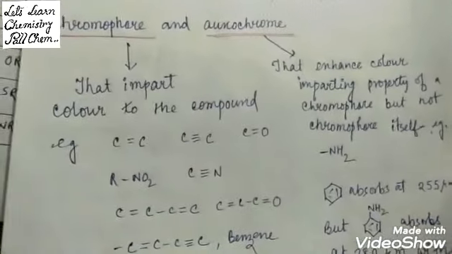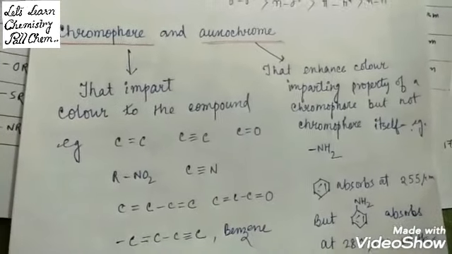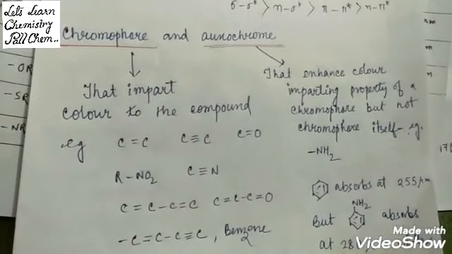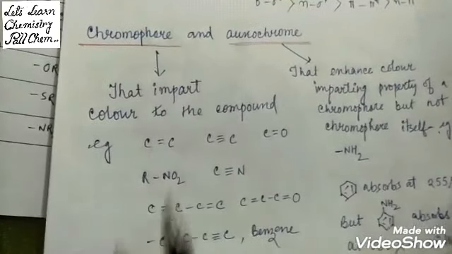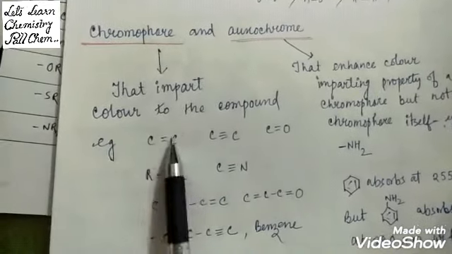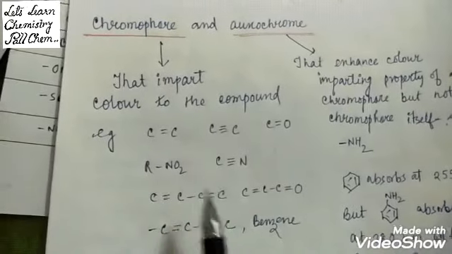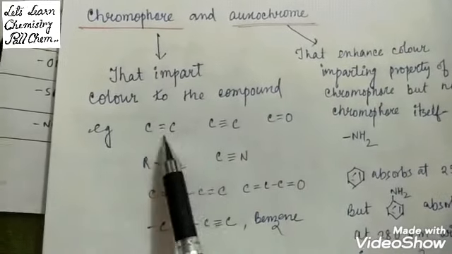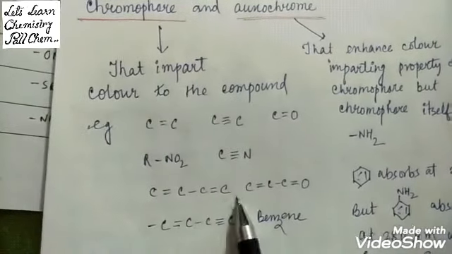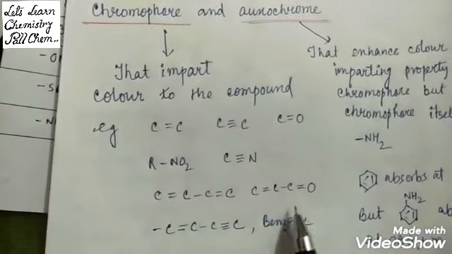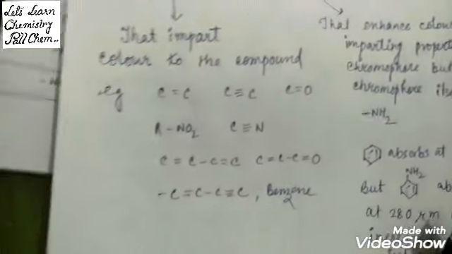Next, we need to learn what is chromophore and auxochrome. So chromophore is any atom or any molecule that imparts color to the compound. These are examples which impart color to the compound: alkene, alkyne, carbonyl, nitro group, cyanide group, conjugated diene, benzene, conjugated carbonyl, etc.